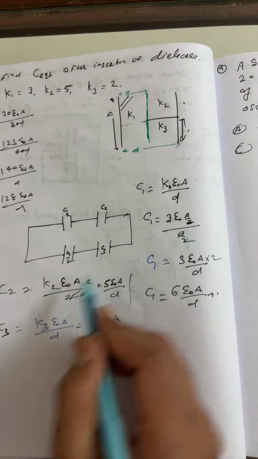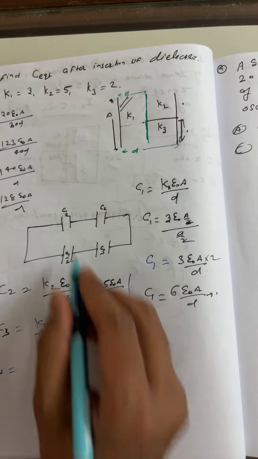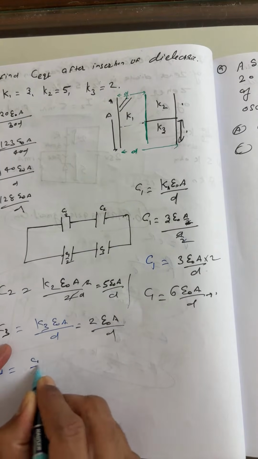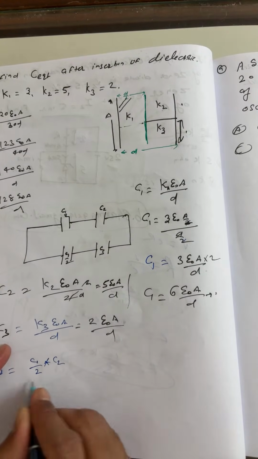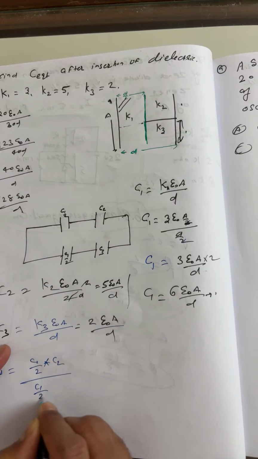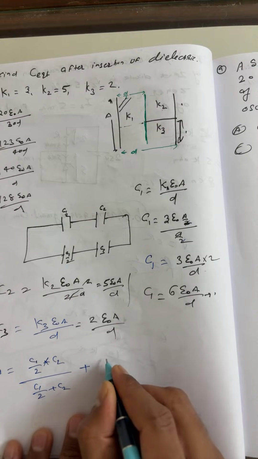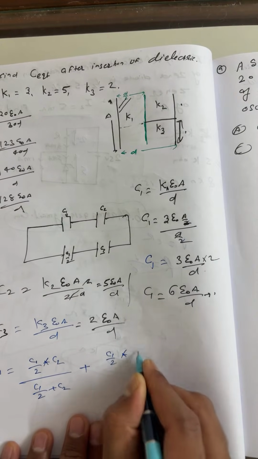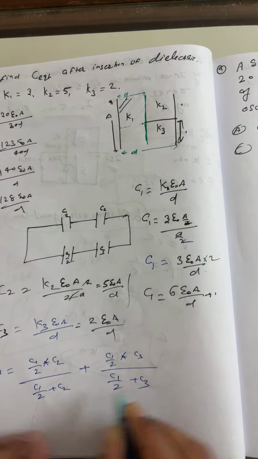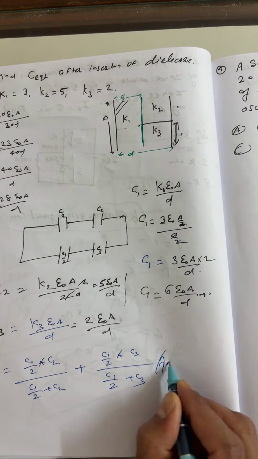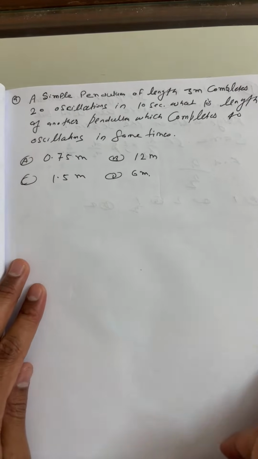Now, further you can solve it. I'm writing this one. This is the expression for C equivalent only. Right, beta? So C1 by 2 into C2 in series upon C1 by 2 plus C2, in parallel. Simply you can add. C1 by 2 into C3 upon C1 by 2 plus C3. Finally, students, you can solve. You will get the answer. Any of this. Right? Have a look. Next questions here.